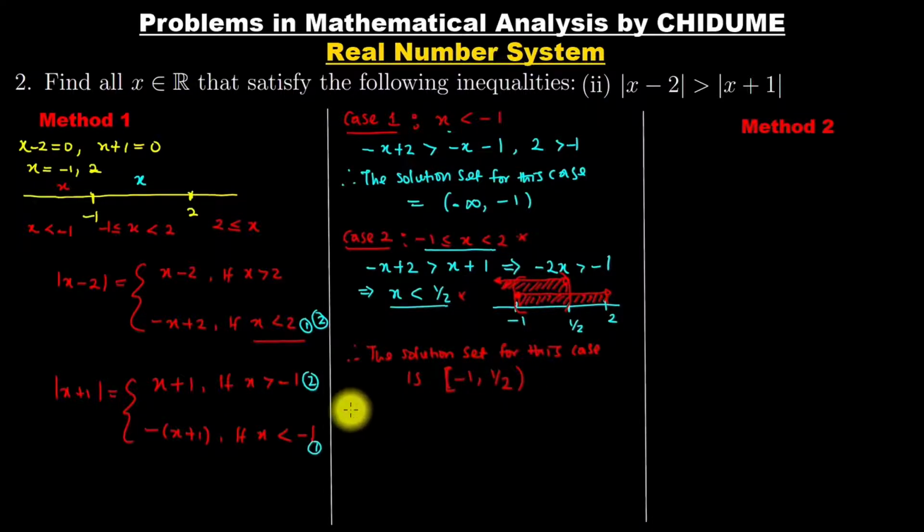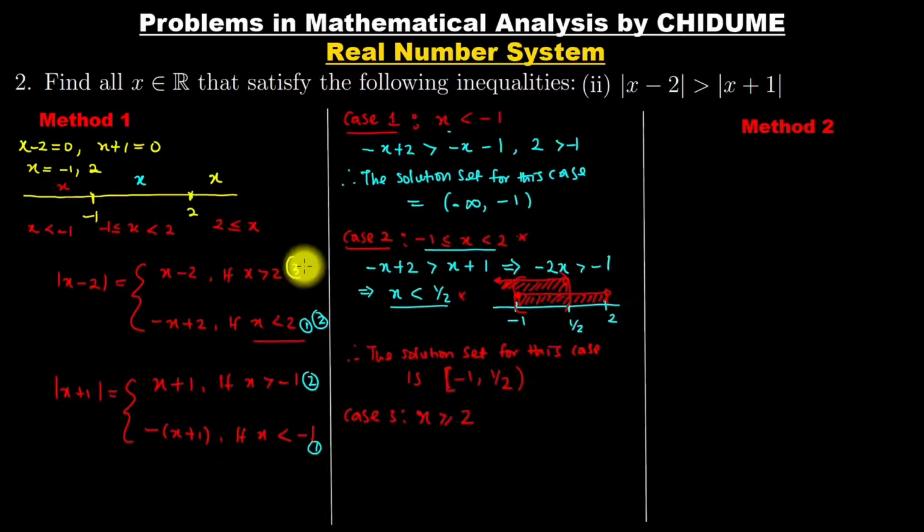Then for case 3, we want to look at when x is now bigger than 2. So if x is greater than or equal to 2, let me use a different color for that one. Let me use a yellow color. If x is now greater than 2, obviously x is going to be greater than -1 also.